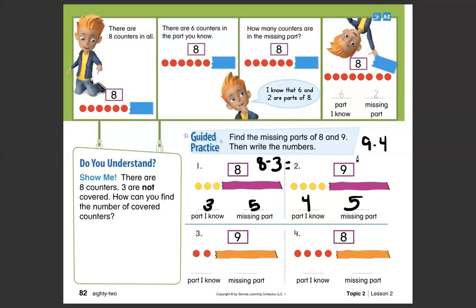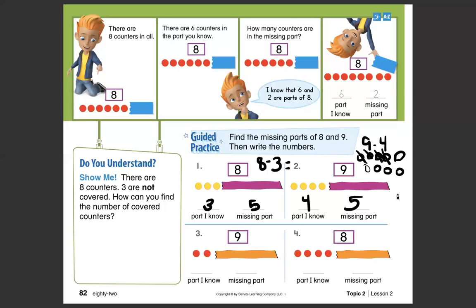So let me draw 9 circles. 1, 2, 3, 4, 5, 6, 7, 8, 9. Okay, so we have 9 in all. We are taking away 4, so cross out 4. 1, 2, 3, 4. How many circles do we have left? 1, 2, 3, 4, 5. That's another way to find it.